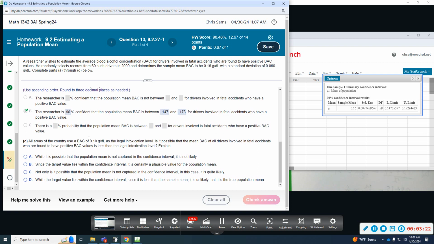And then all areas of the country use a BAC of 0.10 as the legal intoxication level. Is it possible for the BAC of all drivers involved in a fatal accident to have a BAC less than the legal intoxication level? So is 0.10 possible? Our mean, we're 90% confident that the mean for those involved in fatal crashes who test positive is between 0.14 and 0.17. Is it possible to have 0.10? Yes, but it's not likely because we only have a 10% error. So possible, but not likely.